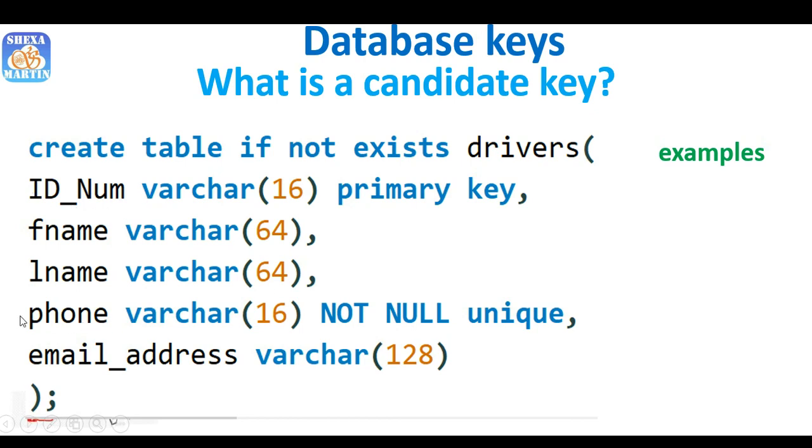phone. So we can say phone can be our primary key, ID num can be our primary key, but we have selected ID num from this list because it's the one that suits most for driver identification, because we need to know the ID number of the driver. That's how we selected the primary key. But let's now see the table that you have right now.